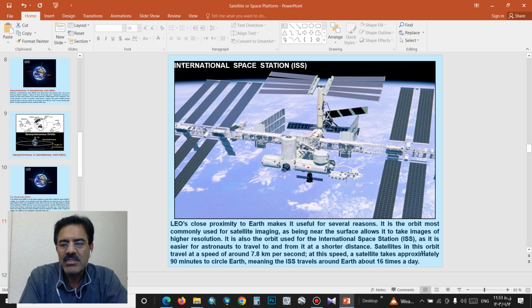Satellites in this orbit travel at a speed of around 7.8 kilometers per second. At this speed, a satellite takes approximately 90 minutes to circle Earth, meaning the ISS travels around Earth about 16 times a day.